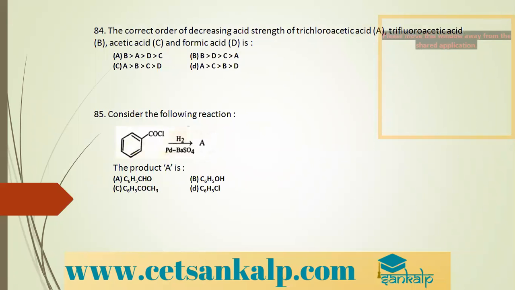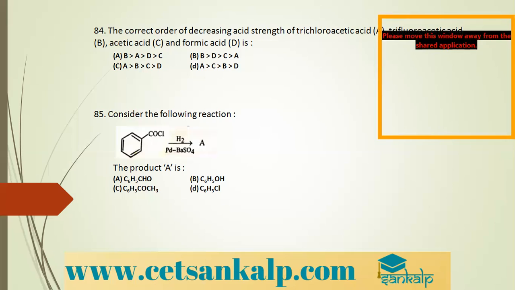84th question. The correct order of decreasing acidic strength of trichloroacetic acid denoted as A, trifluoroacetic acid denoted as B, acetic acid denoted as C, and formic acid denoted as D. Which is the correct order? As the electron withdrawing group strength increases, it will be more acidic. So fluorine is more acidic. First comes B, then chloro, so it is A, then formic acid, D, and then acetic acid. So the correct option is option A.